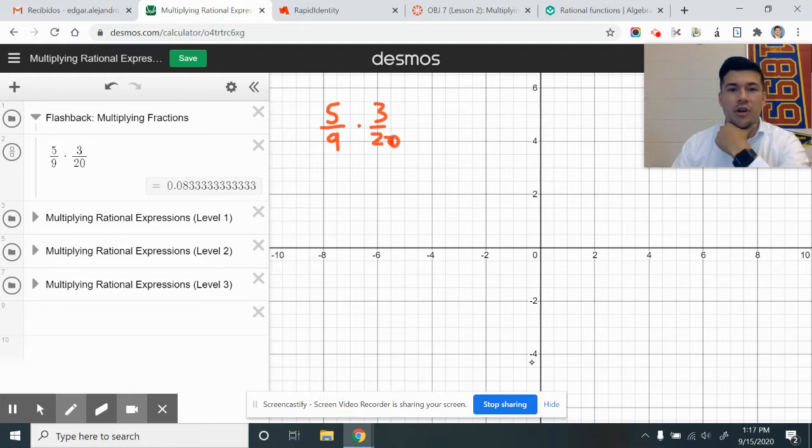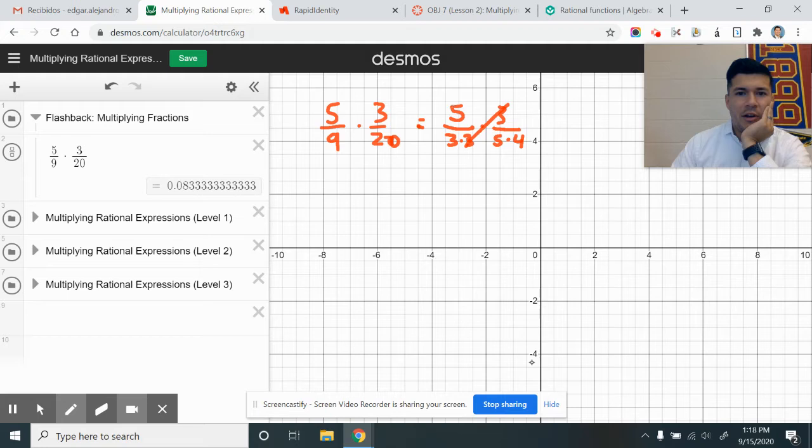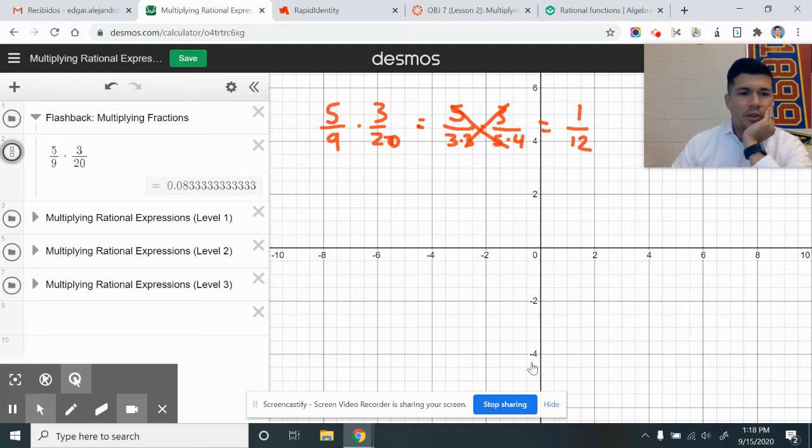Well, let me show you an alternative for that. Because if I multiply straight across, my steps are multiply, and then I guess I factor and cancel, right? But what if I change it up a little bit? Did you ever say, well, this is the same as saying 5 over 3 times 3 over, well, 20 is 5 times 4. And 3 divided by 3 cancels out, and 5 divided by 5 cancels out. So I'm really left with 1/12.